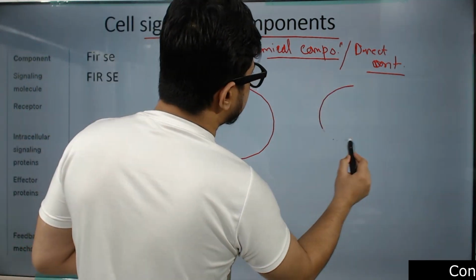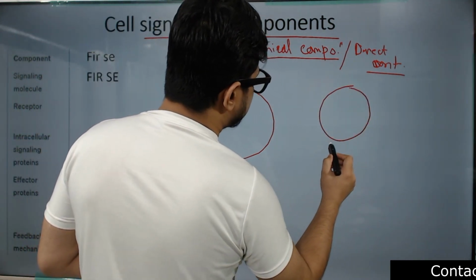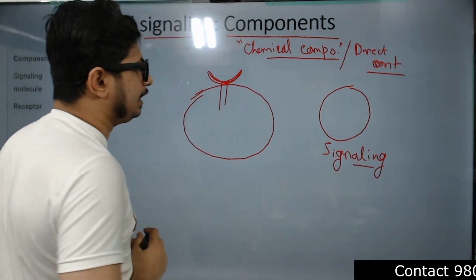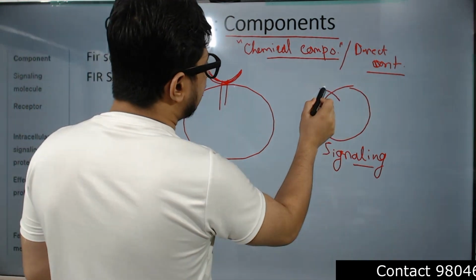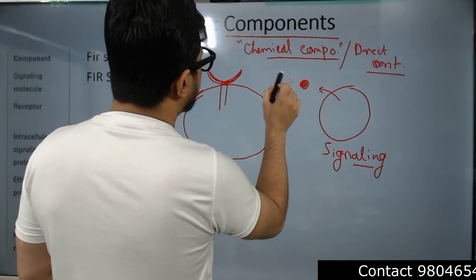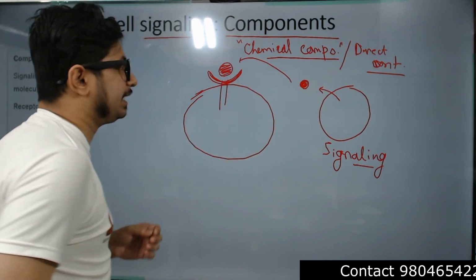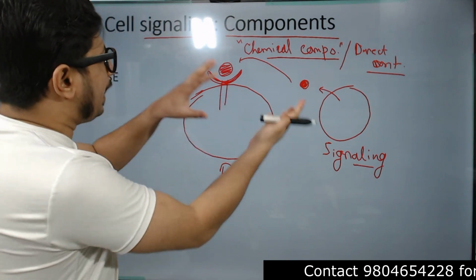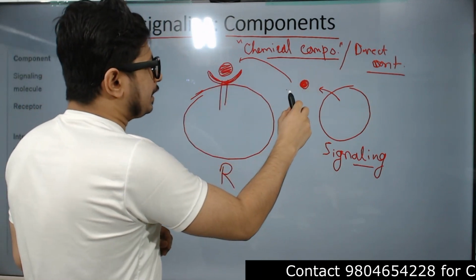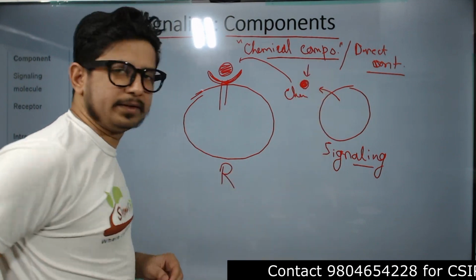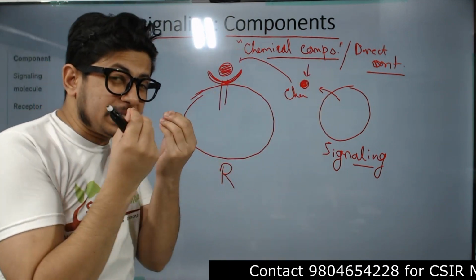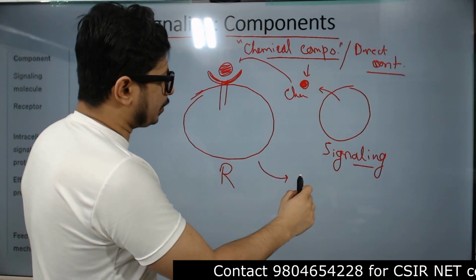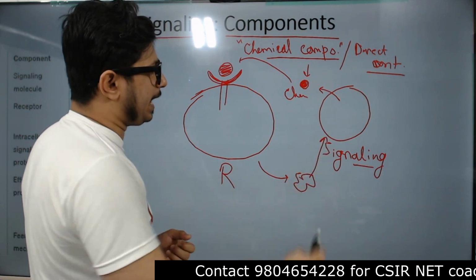Okay, this is, let's say, cell number 1. So this is a signaling cell, and this is a cell that will receive the signal. So the signaling cell will produce something which will go and bind to a specific region of the recipient cell. So this is a recipient cell. Upon binding of this chemical molecule, remember the chemical component, to a specific region of the recipient cell, it can in turn produce something else which will even act on the signaling cell.